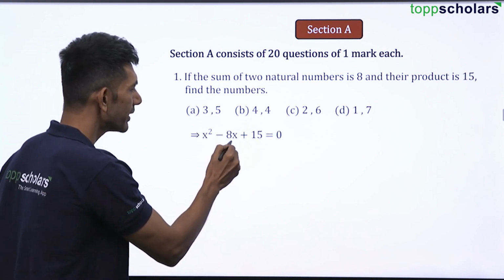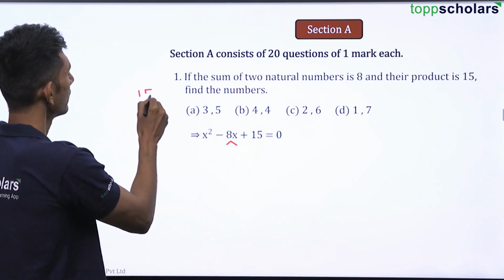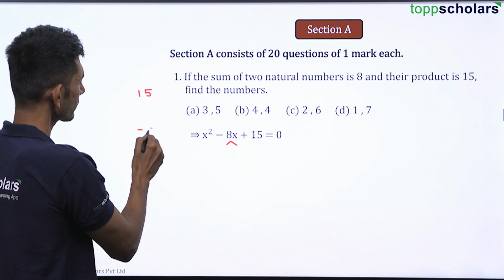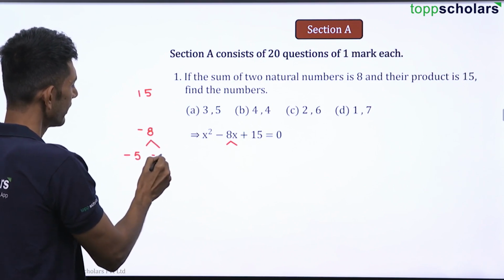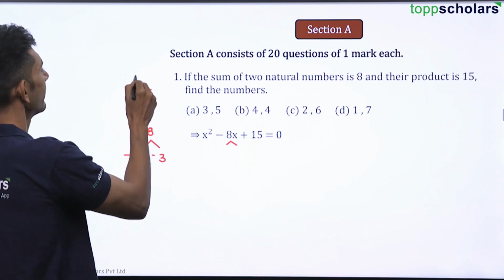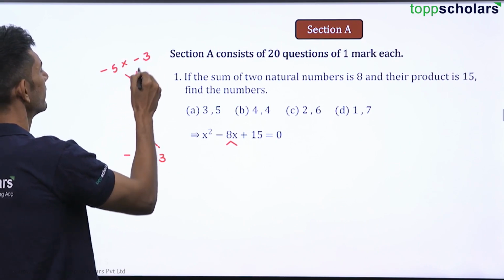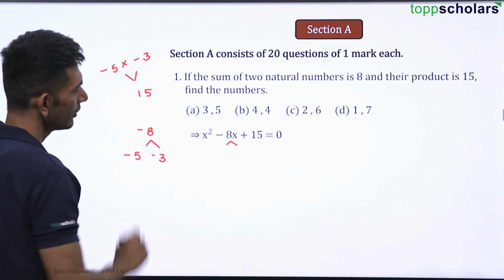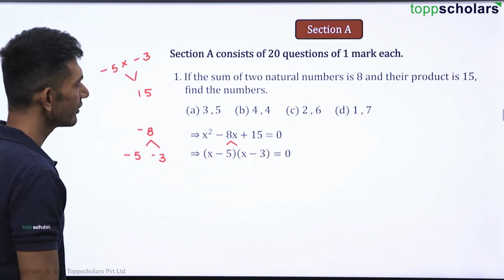Now you can split the middle term. You know how to split the middle term, right? The last term is 15. The middle term is minus 8. So we can go with minus 5 and minus 3 because minus 5 minus 3 is minus 8, and then minus 5 into minus 3 is positive 15. So continue this further. You get (x minus 5) into (x minus 3) is equal to 0.